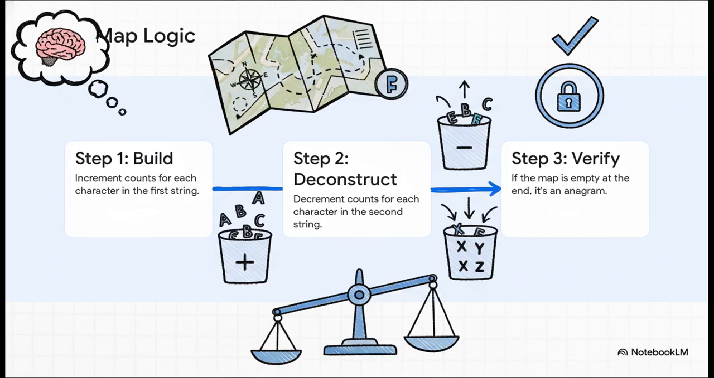Think of it like a balance sheet. First, we go through the first string, s, and we add every character to our map, building up our inventory. Then, we go through the second string, t, and for every character we find, we subtract one from our inventory. If the two strings really are anagrams, what should happen? Our balance sheet should be perfectly zeroed out at the end.